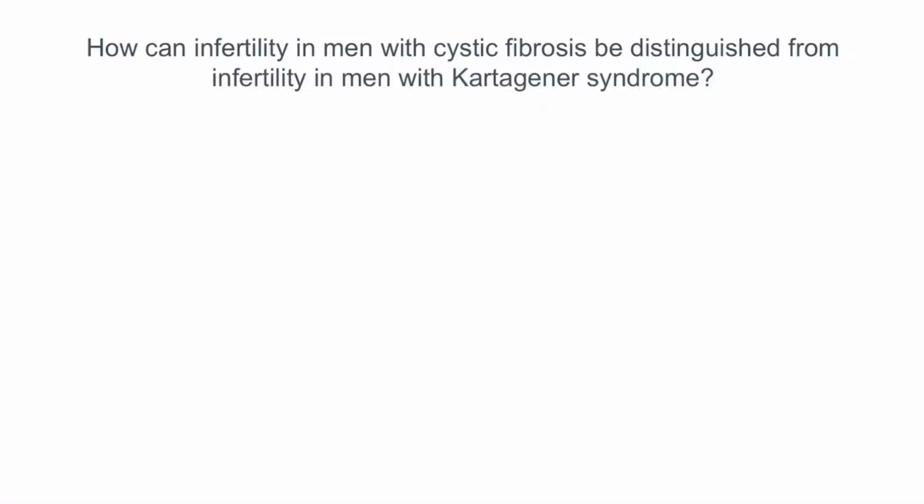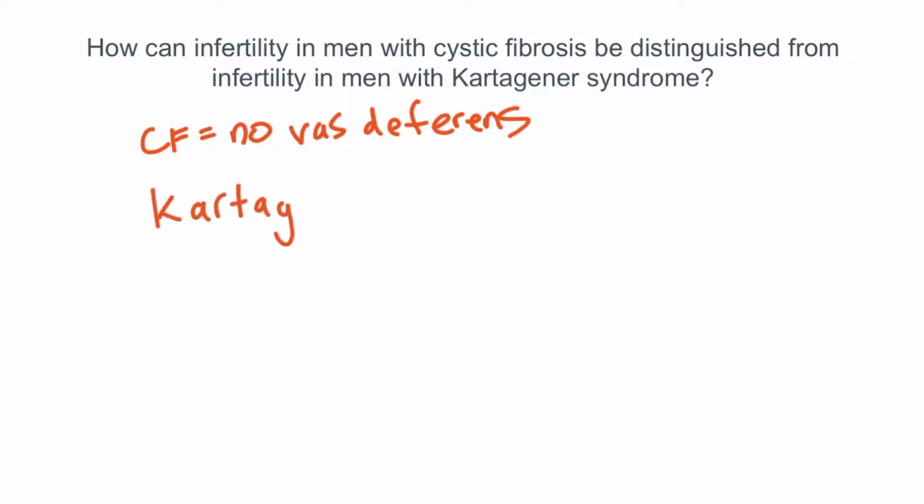Okay, let's do a question. How can infertility in men with cystic fibrosis be distinguished from infertility in men with Kartagener syndrome? As we just learned, in cystic fibrosis, the vas deferens is blocked or absent, resulting in azoospermia and infertility. In Kartagener syndrome, the sperm lacks cilia, so they're unable to reach the oocyte.